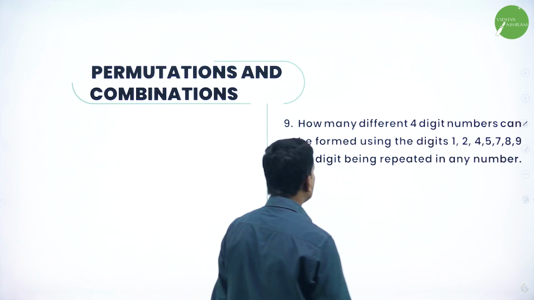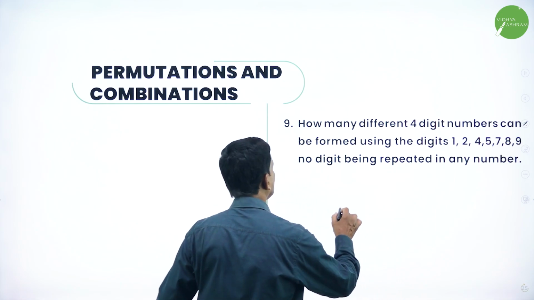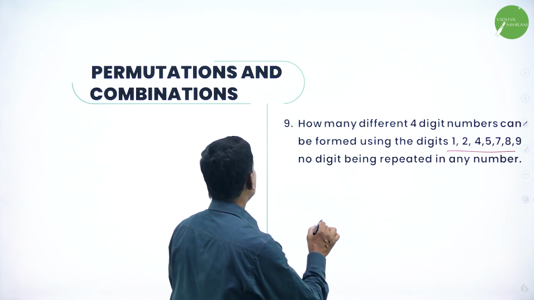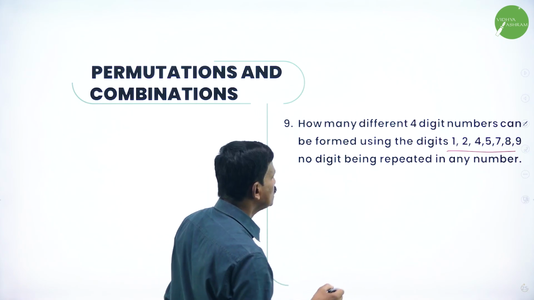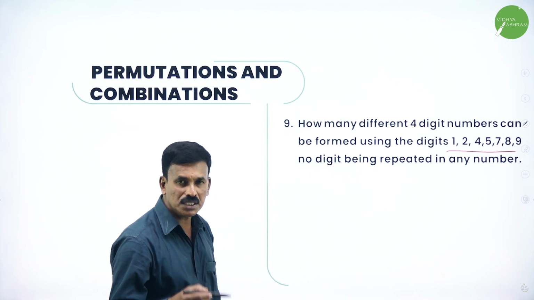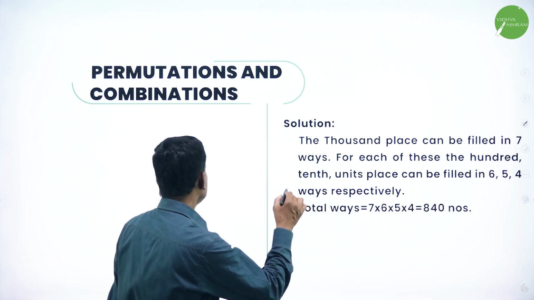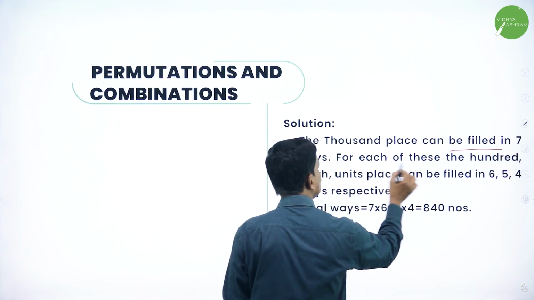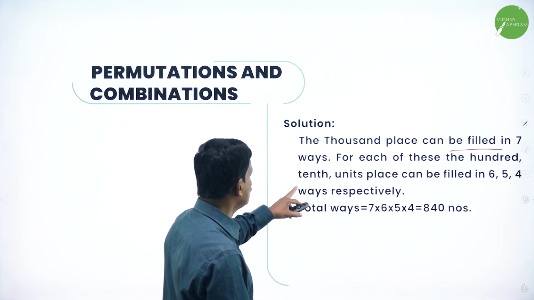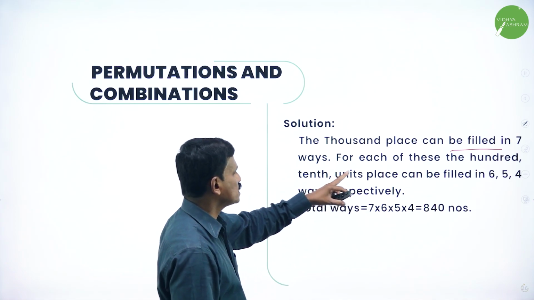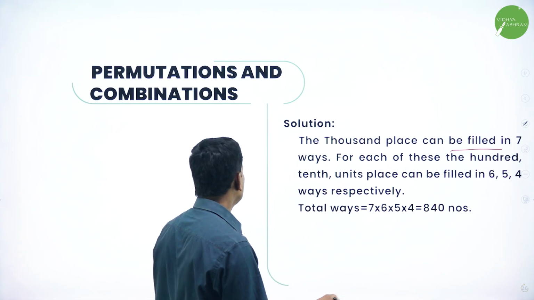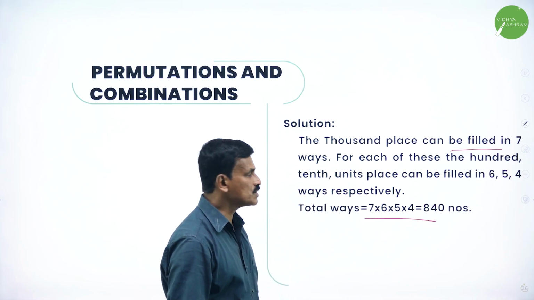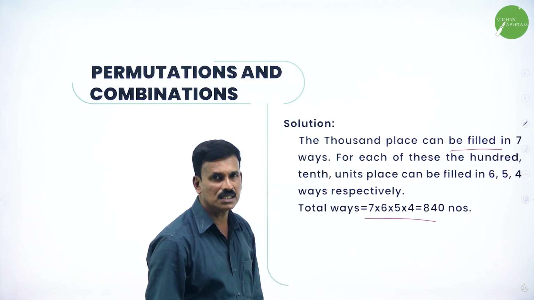Now move on to the next. How many different 4 digit numbers can be formed using 1, 2, 3, 4, 5, 7, 8 and 9, no digit being repeated in any number, that is without repetition? So the 1000s place can be filled in 7 ways. For each of these, the 100s, 10s and unit places can be filled in 6, 5 and 4 ways. So therefore, the total number of possibilities is 7 into 6 into 5 into 4, that is 840 ways.